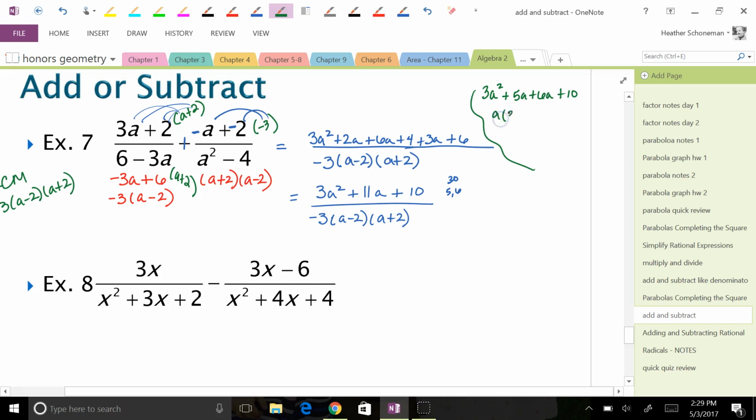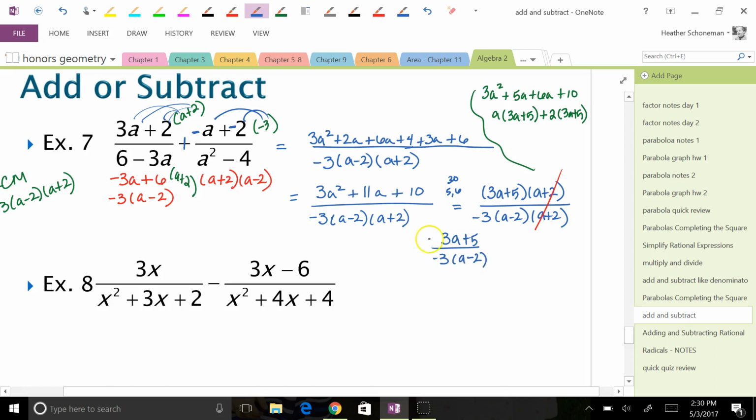So on the first I can take out a, and I'm left with 3a plus 5. On the next one I can take out 2, and I'm left with 3a plus 5. So this factors to 3a plus 5 times a plus 2. And all of that factoring was actually worth it, because look what happens. These cancel out. So then my final answer is 3a plus 5 over negative 3 times a minus 2.